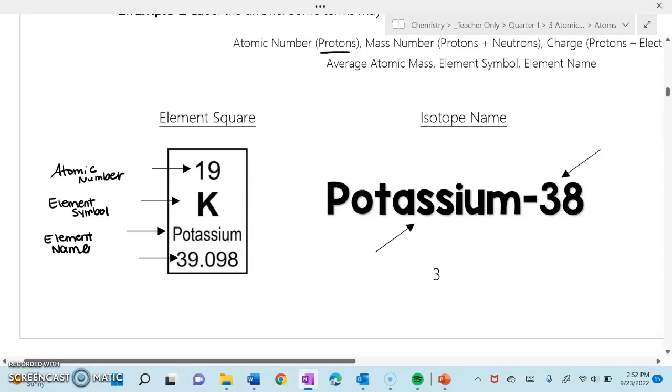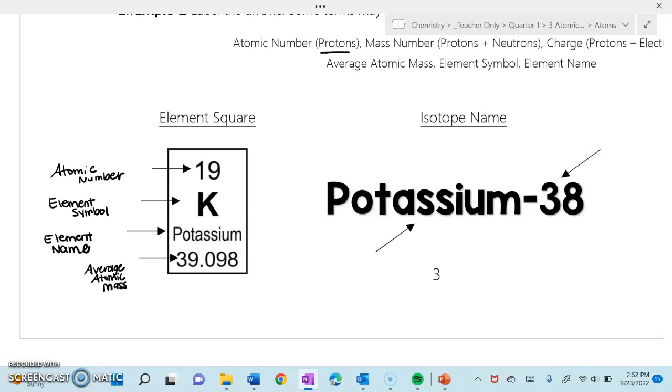And then our 39.098, this decimal number, is the average atomic mass. The reason that is an average is because we can have different masses of potassium. We could have a mass of 39, we could have a mass of 38. Those are called isotopes, where you have the same element but a different mass. And then on the periodic table, we just average all of those numbers together into a decimal. We can't list out every single isotope or variation that exists, so we just average it and put it as one number. So this is what you will see on the periodic table for every element.